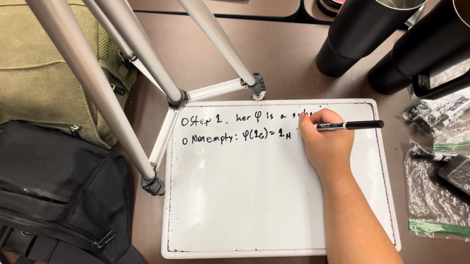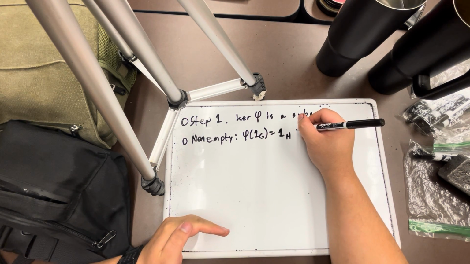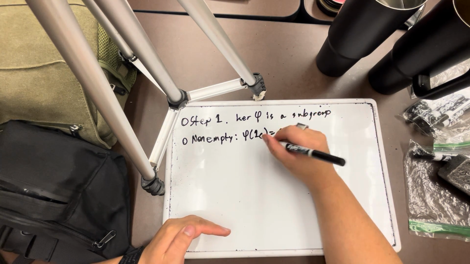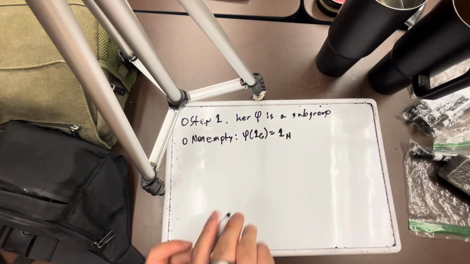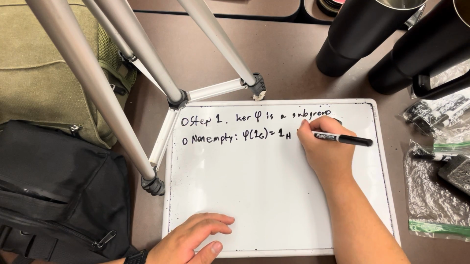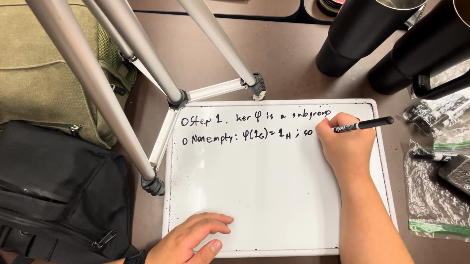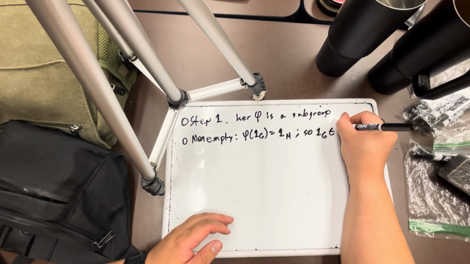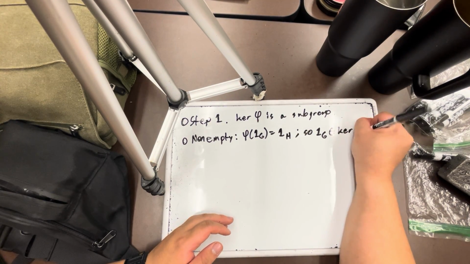Okay, so phi of 1 sub g is equal to 1 sub h, so phi of the identity of g is equal to the identity of h, right? So the identity of g is within the kernel of phi.